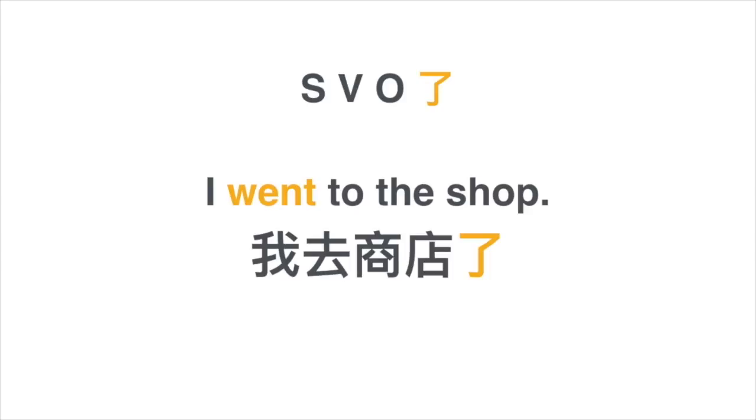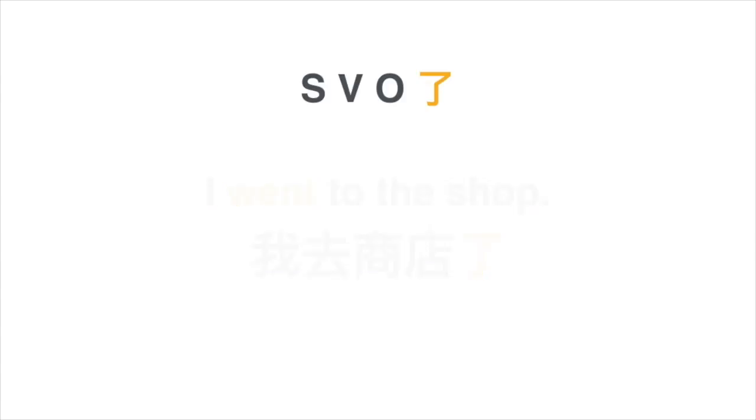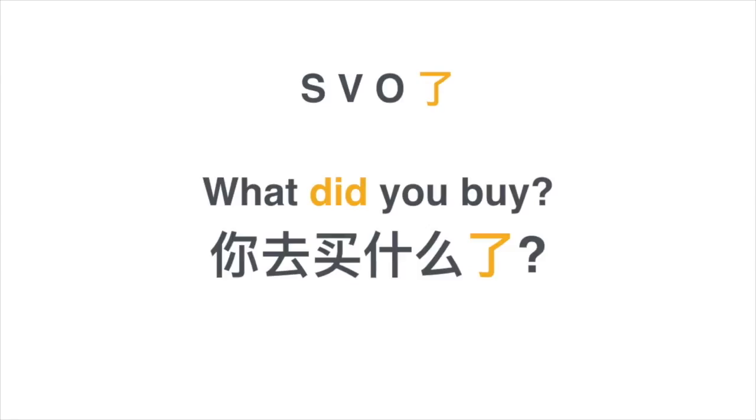For example, I went to the shop. 我去商店了. I went there already. I'm gone. 我去商店了. What did you buy? 你去买什么了? This 了 indicates that the buying action is already completed. If you just say 你去买什么, that will be what will you buy? Yeah, what will you buy?